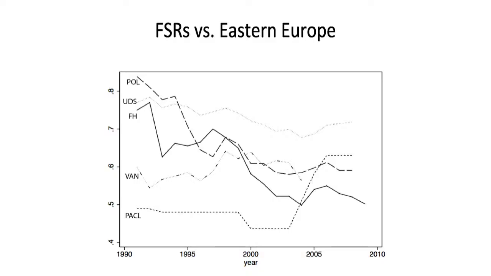According to Polity, again, if you look at this line, the region has become steadily less democratic compared to Eastern Europe, but leveled off in the 2000s. Freedom House records a sharp relative decline, you see in the beginning there, and no sign of leveling off. In Vanhanen, there's no such trend. Eastern Europe is more democratic, but this relationship is stable over time.